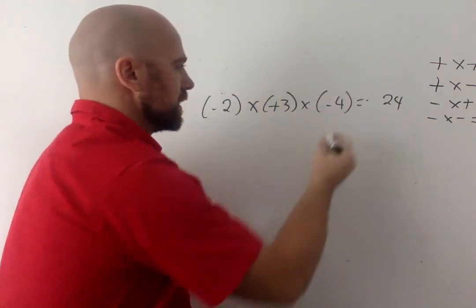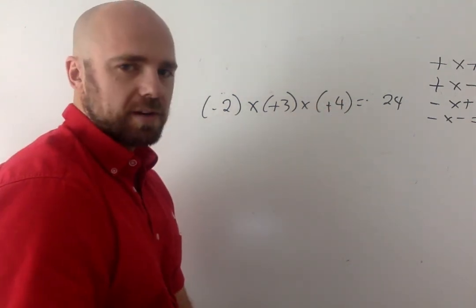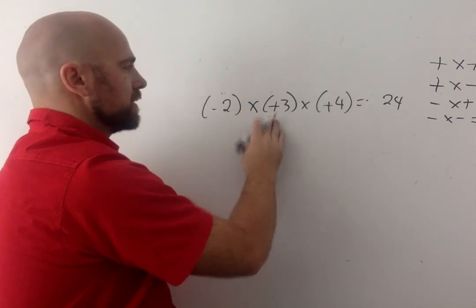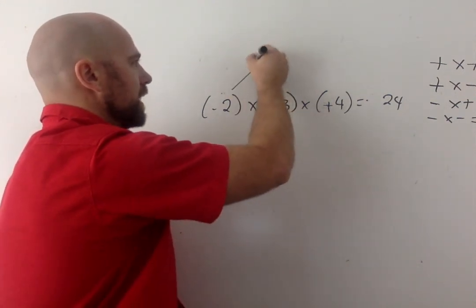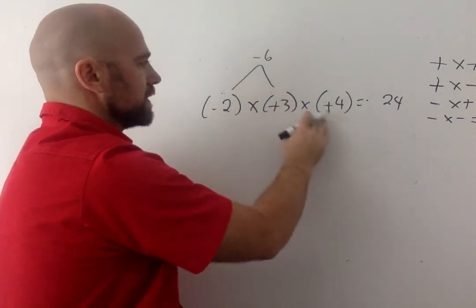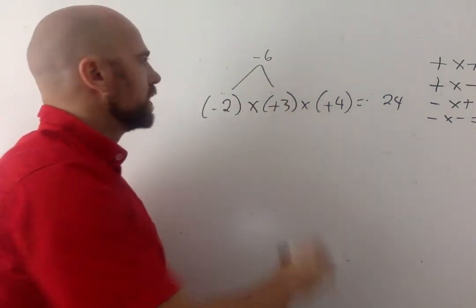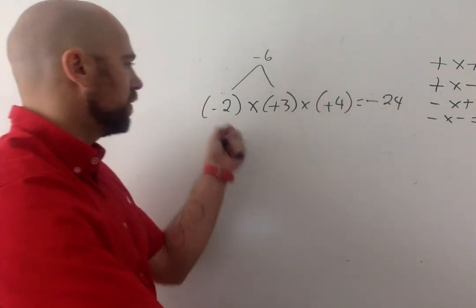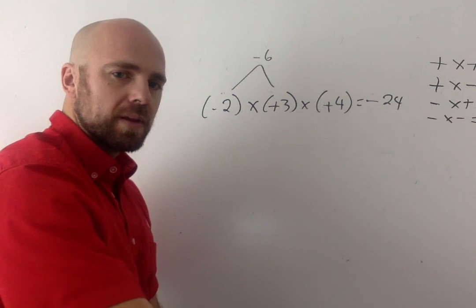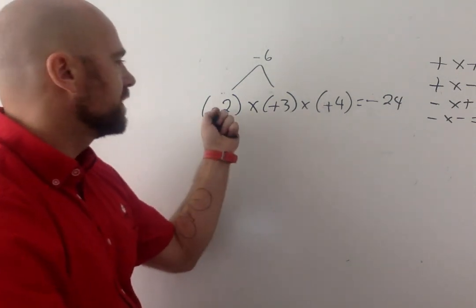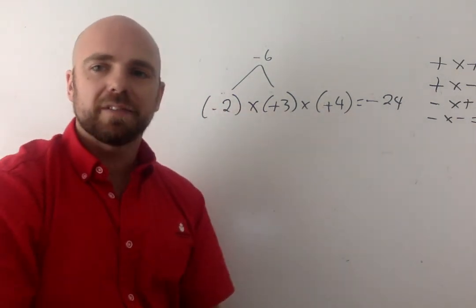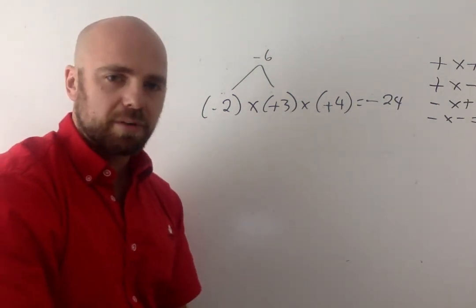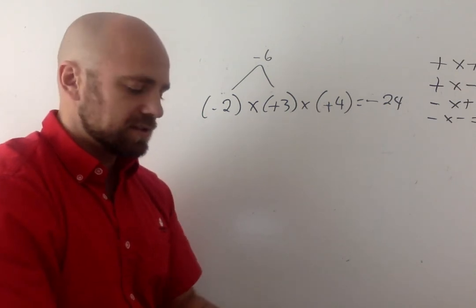Let's change it one more. Let's put a positive here, and let's see how this one works out. If I have negative 2 times positive 3, I'm still going to end up with my negative 6. Now I'm going to go negative 6 times positive 4. So negative times a positive is going to be a negative. I have only one negative number, so that doesn't work out. I have to have an even number of negative numbers to be able to end with a positive number. So I'm ending up with a negative answer in this one.